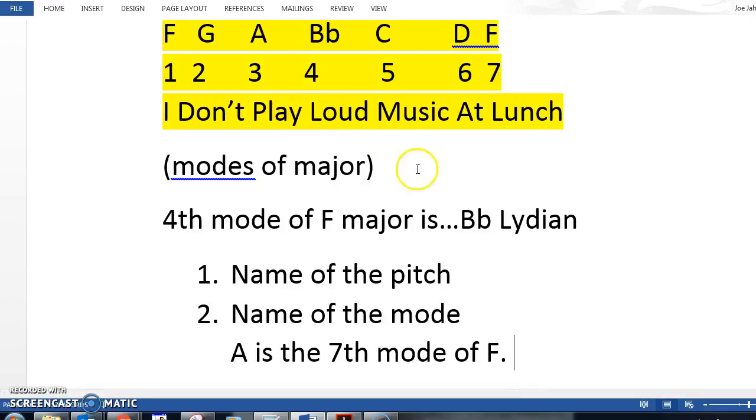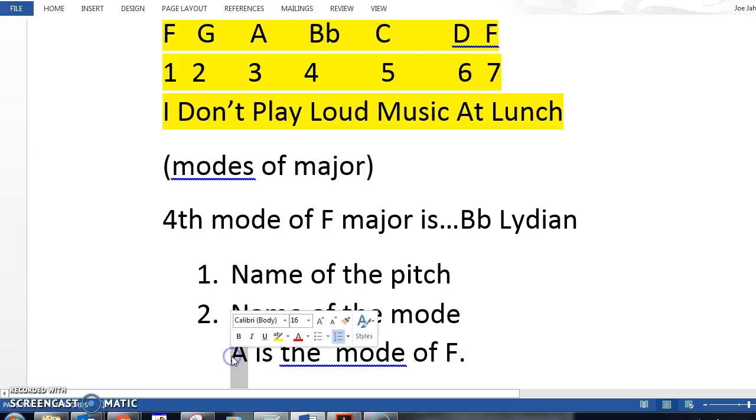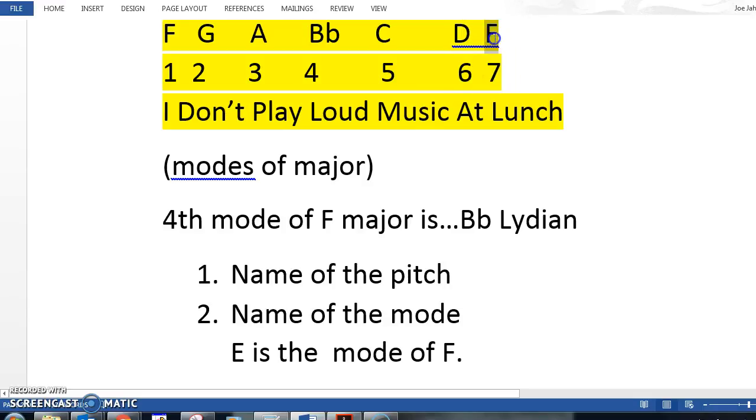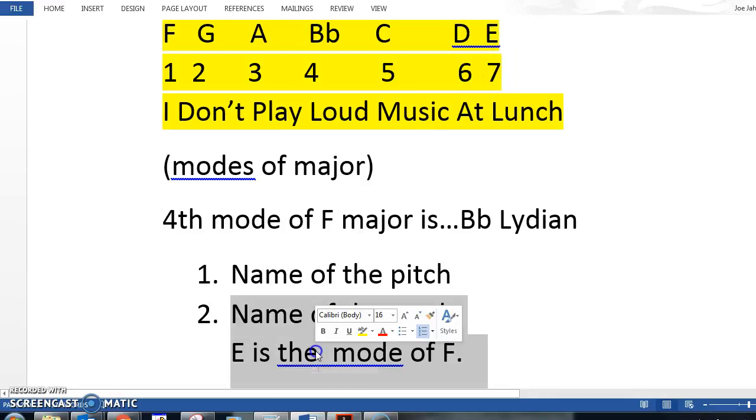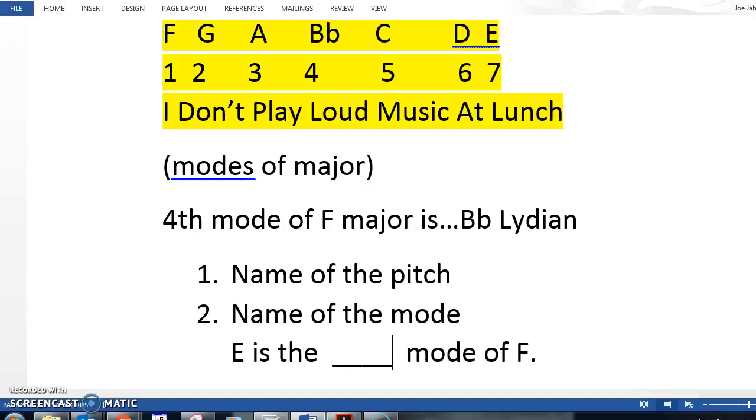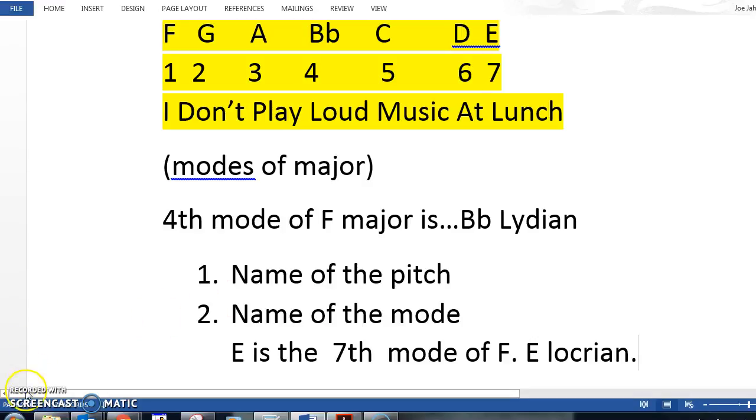So the 7th mode of F, or no, this is wrong, I set this up incorrectly. So this really should be E is the blank mode of F. And the answer here is 7. 1, 2, 3, 4, 5, 6, 7. There's your E. E is the 7th mode of F, which is the same thing as E Locrian. We'll go over how to do this in multiple keys in class.